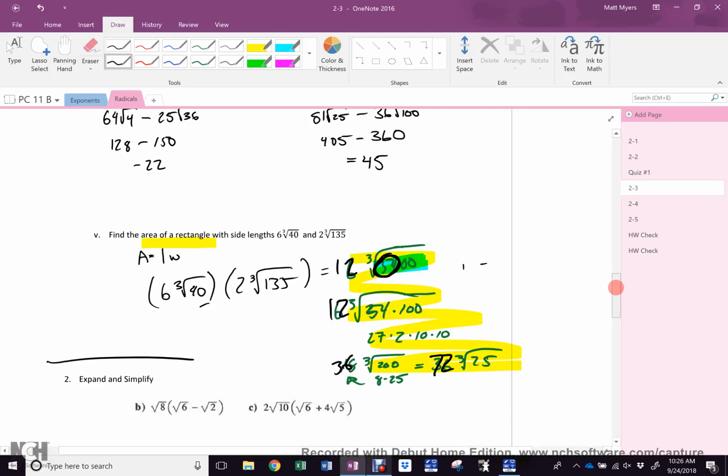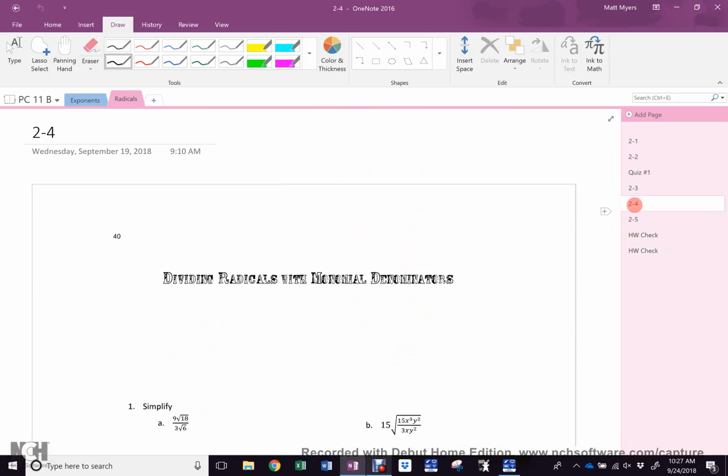We're going to skip up to 2.4, which is page 40, please.